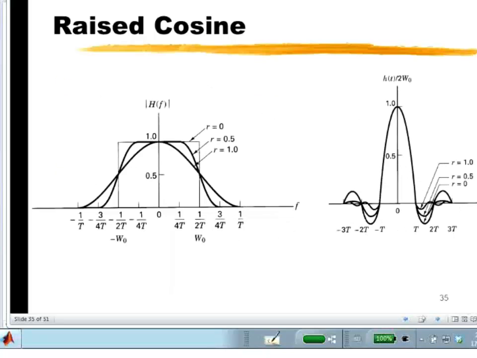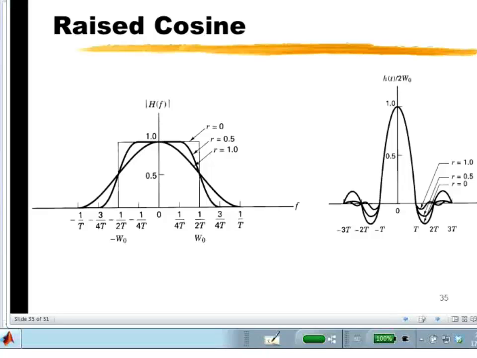So here is a graph. Left is the frequency response, right is the pulse shape, and they're for different roll-off factors. Roll-off factor of 0 is the ideal Nyquist pulse, and it has the smallest bandwidth. As you can see, it's the rectangle. And if you look in the time domain, it's the one with the biggest side lobes. So the good effect is that it's spectrally efficient. The bad effect is it has very large side lobes.